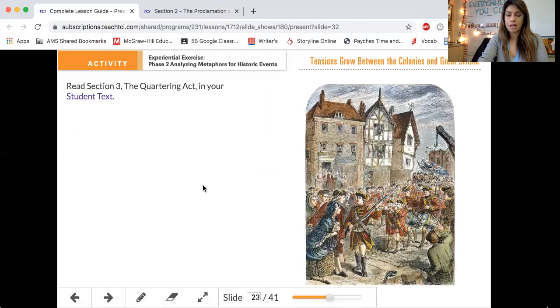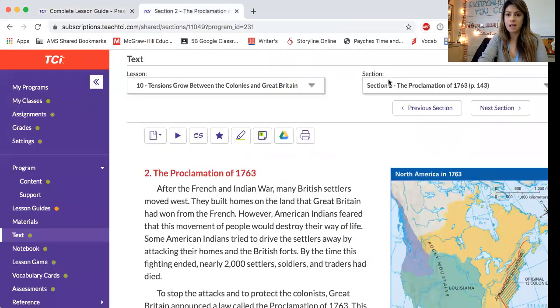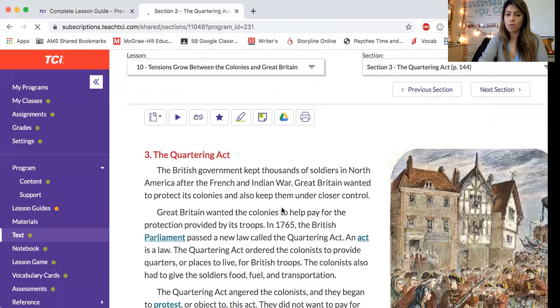All right, next step, you are going to read section 3, the Quartering Act in TCI. It looks like this. So go ahead and read the Quartering Act and press play when you are ready to continue.